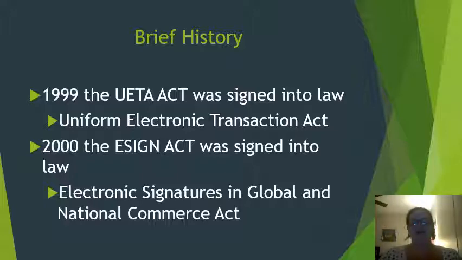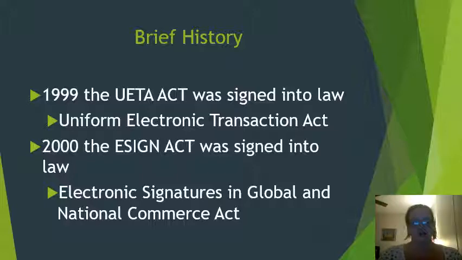In 1999, the UETA Act was signed into law. It's the Uniform Electronic Transactions Act. It was meant to help the states bring together their retention laws of documentation, and also it validated the use of electronic signatures in most business transactions. The law was only adopted by 47 states.